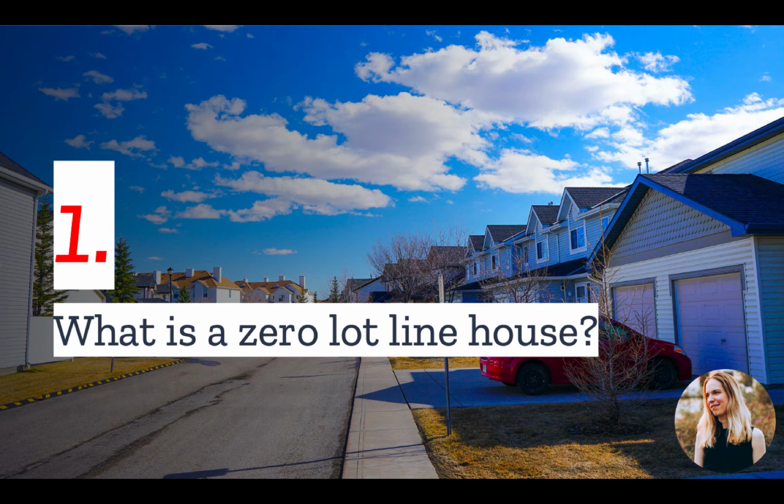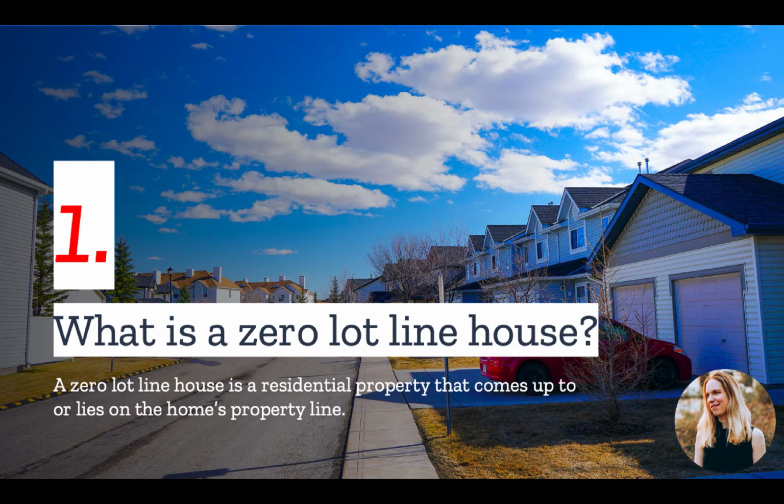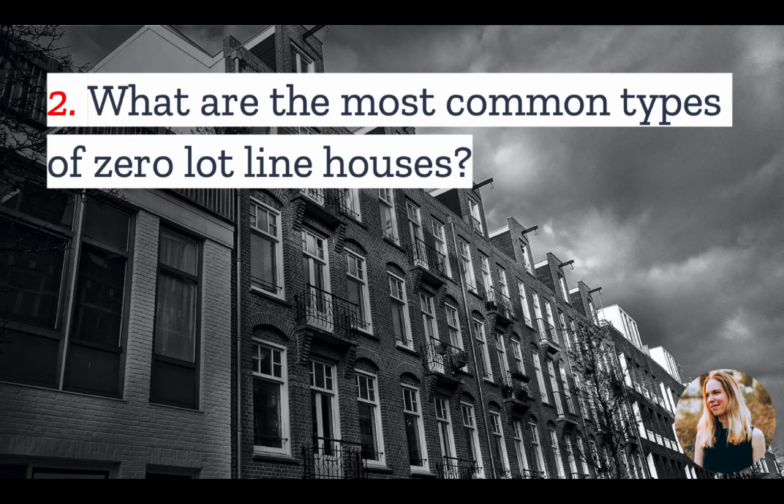Number 1, what is a zero lot line house? A zero lot line house is a residential property that comes up to or lies on one or more of the home's property lines. Number 2, what are the most common types of zero lot line houses? Row houses and townhouses are two of the home typologies that may most often come to mind. Another example is a patio home, which occurs in a more suburban context and is a home that is right against one or more of the property's side yard lines.